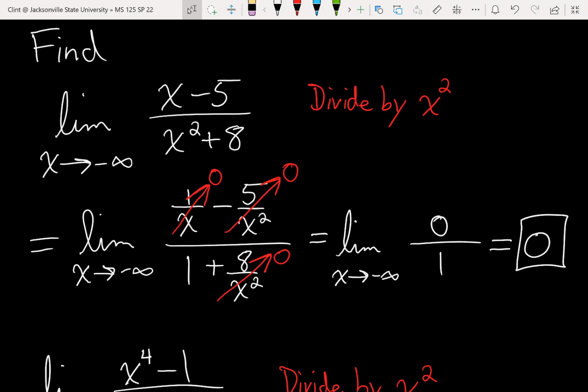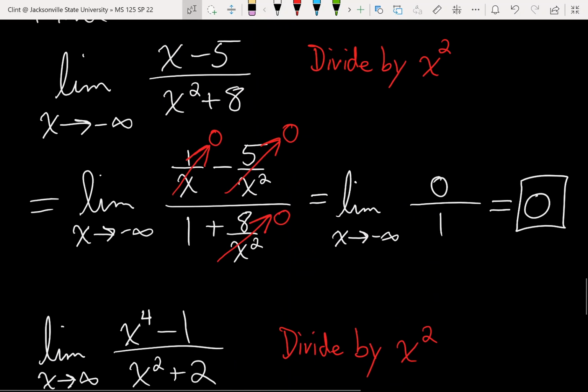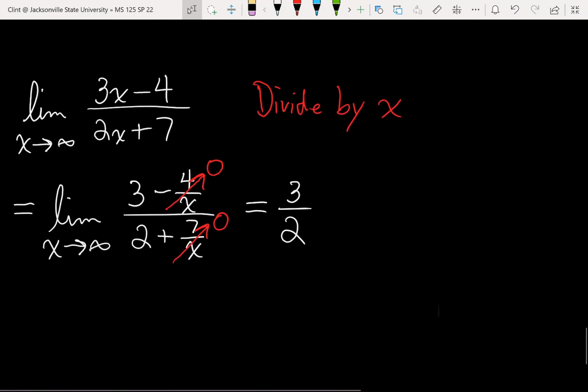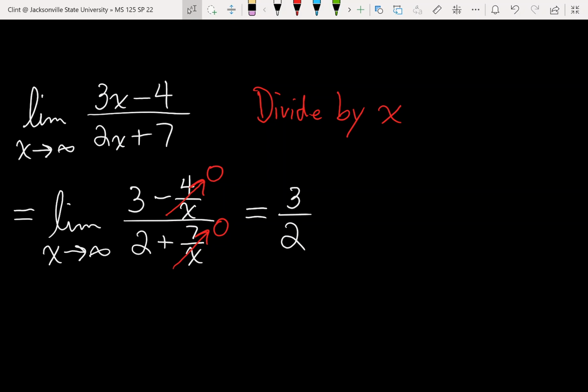Nice little kind of shortcut there. The degree on the top is bigger, infinity or DNE. If the degree on the bottom is bigger, 0. If the degrees match, it's the ratio of the leading coefficients.